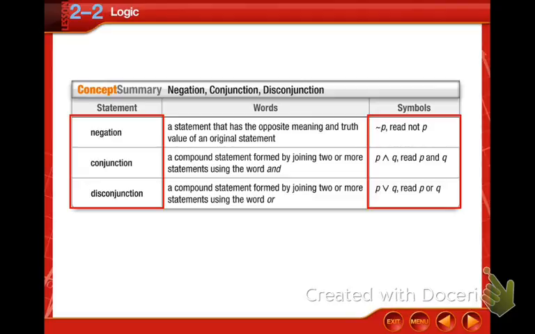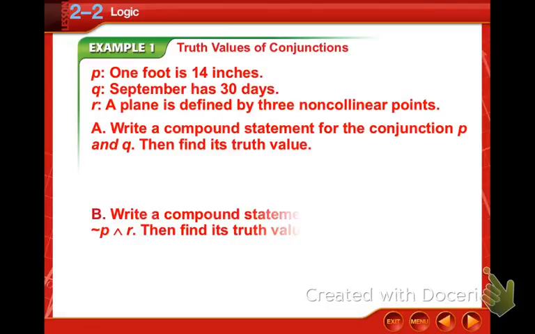Okay, so now we're going to use that. We have three statements here. We're going to decide if they are true or false, and then we are going to combine them with a conjunction and decide if the conjunction is true or false. So first off, we need to go through each of the three statements and decide if they are true or false. So 1 foot is 14 inches, that is definitely false. 1 foot is 12 inches.